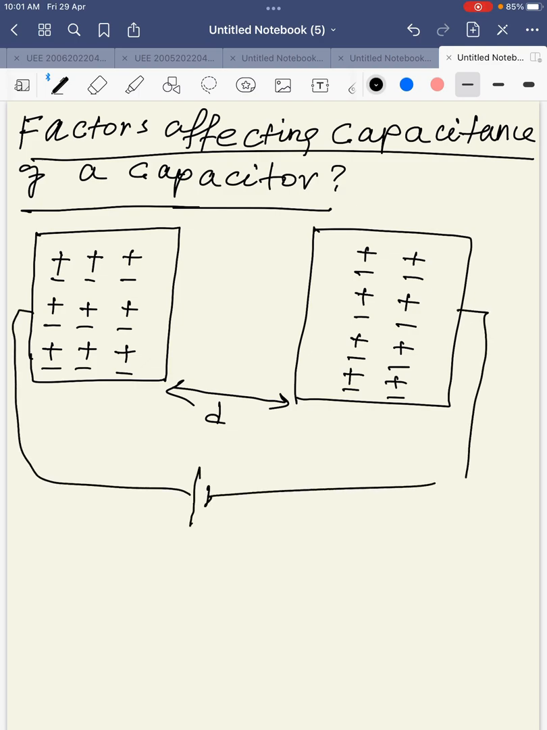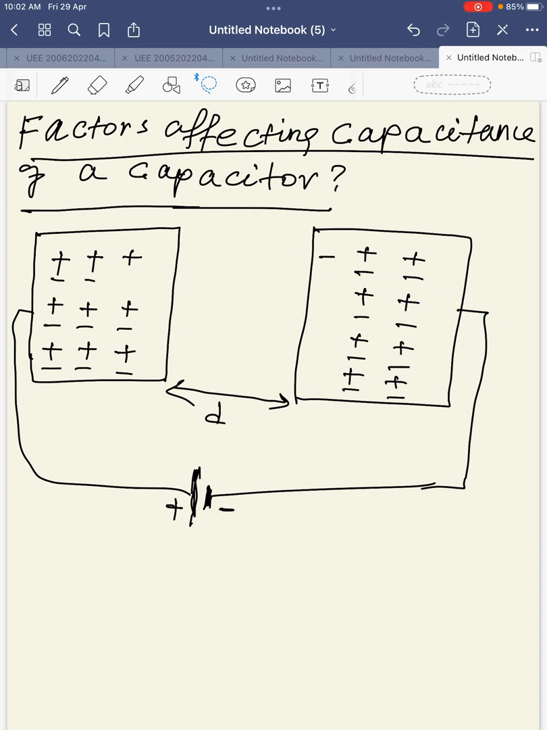This is a battery, and this one is the lower potential denoted as negative, and this one is the higher potential denoted as positive. When these two plates are connected, the battery attracts electrons from the plate connected to the positive terminal and pumps them into the plate connected to the negative terminal, like this.